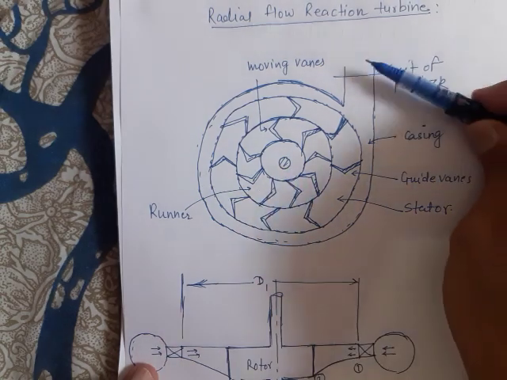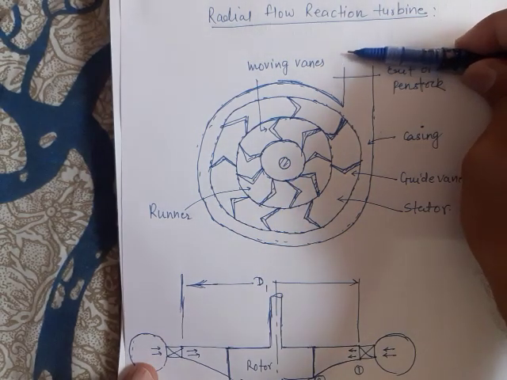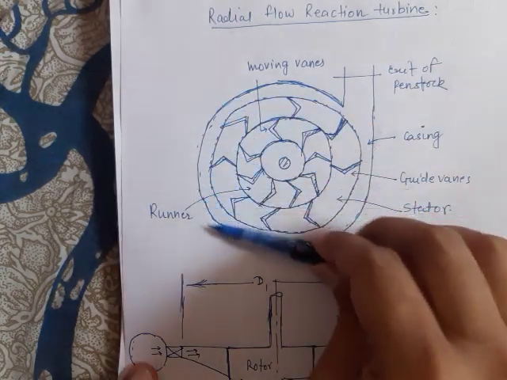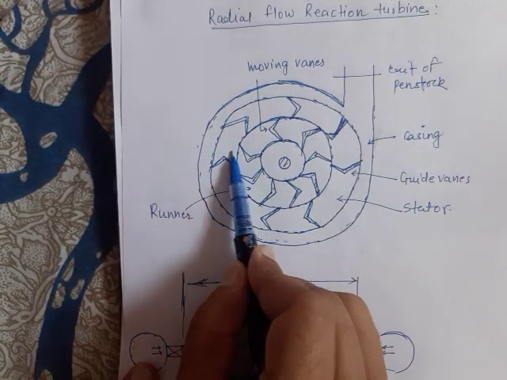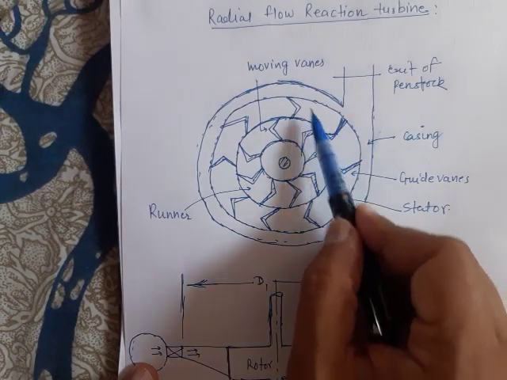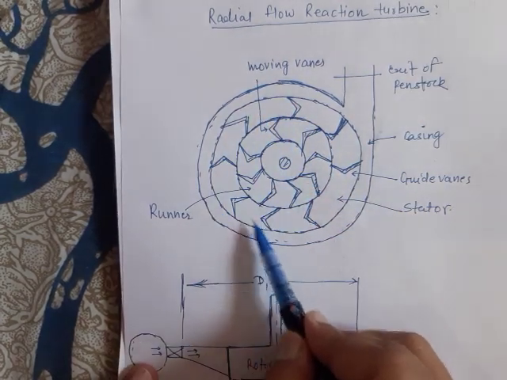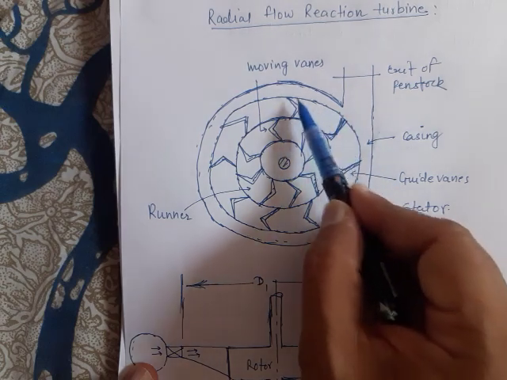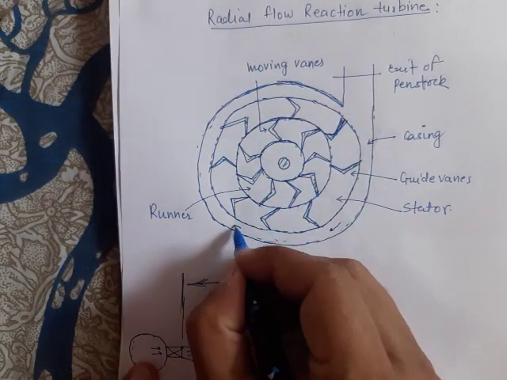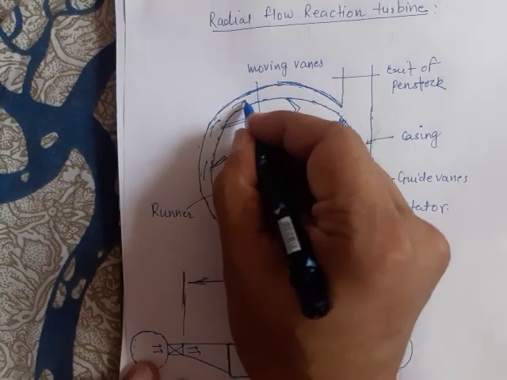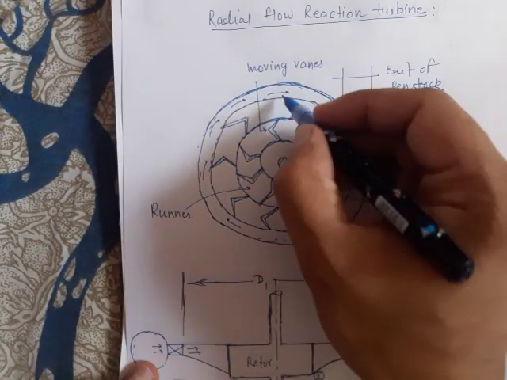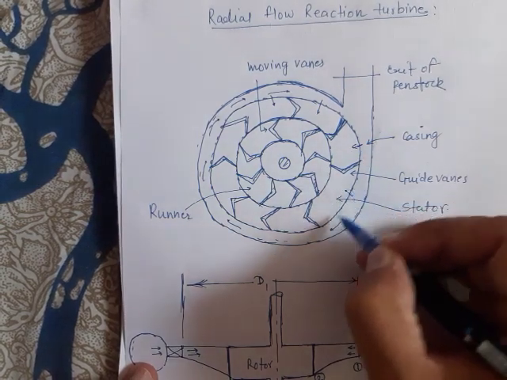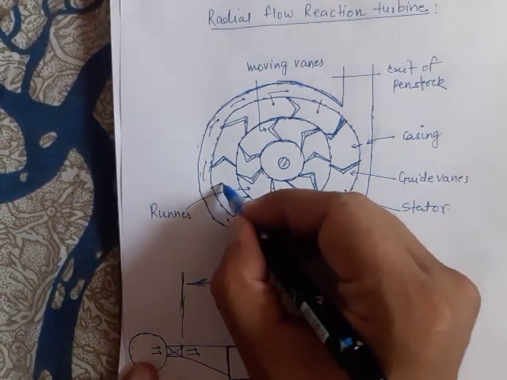Now please observe, the water enters at the exit of the penstock. The water enters inside the casing. The casing is entirely full of water. Now the water enters radially from all the directions, circumferentially from all the directions, once the casing is filled with water. This is the radial inward flow.